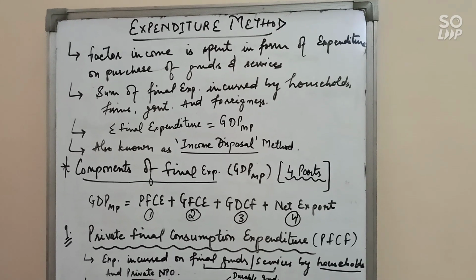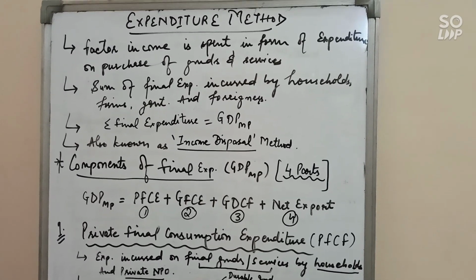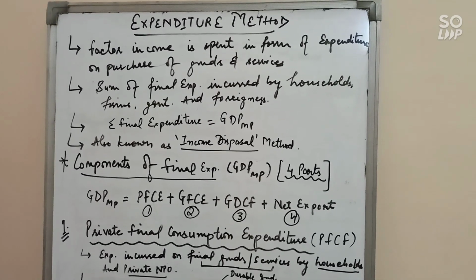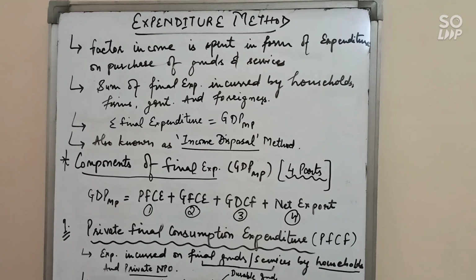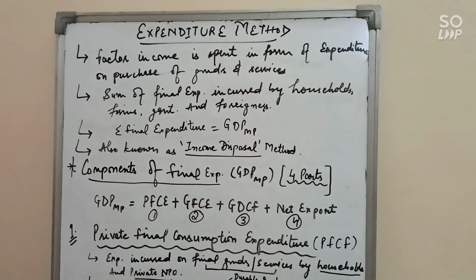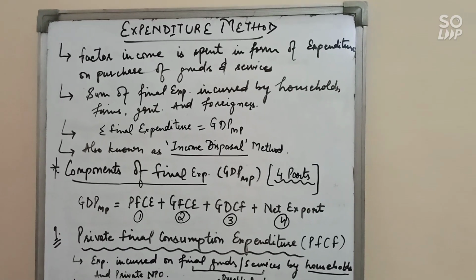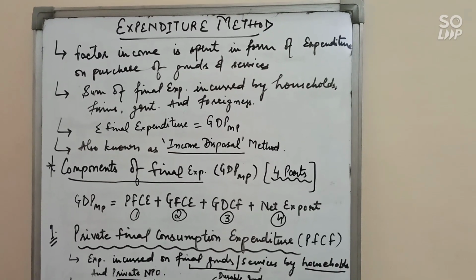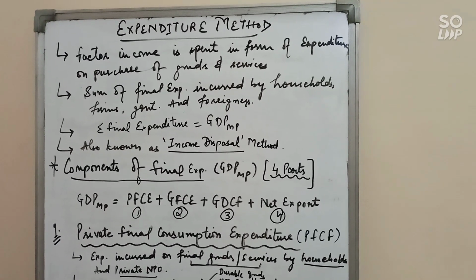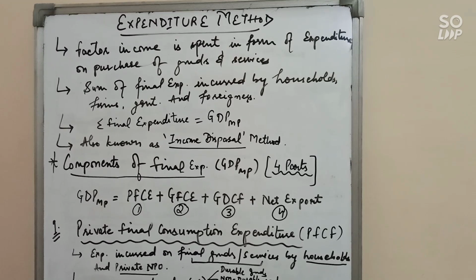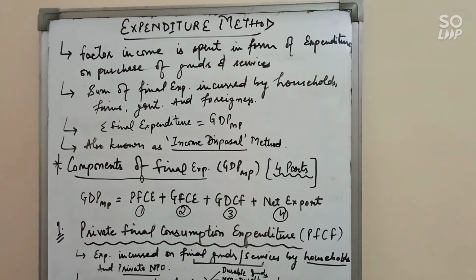As we know, goods and services are produced by the producer sector with the help of factor services, and in return for factor services they get factor income in the form of wages, rent, interest and profit, and this factor income is spent in the form of expenditure on the purchase of goods and services.